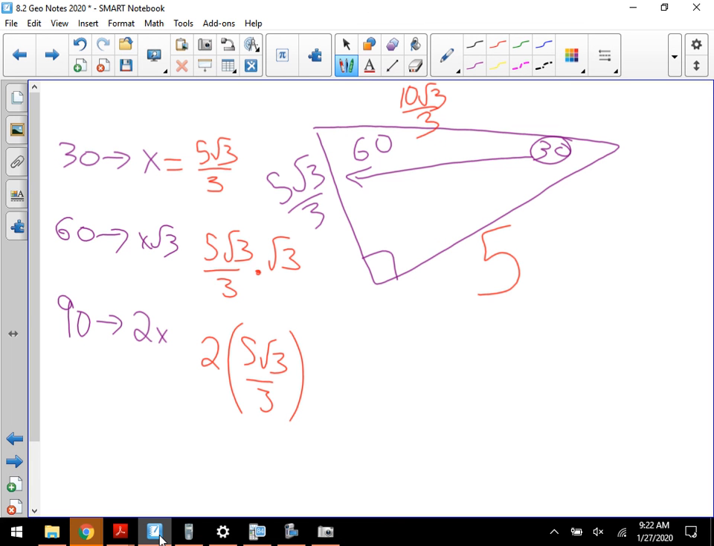Remember how this worked. Across from the 30 is always half of whatever's across from the 90. Well, if this is 10 root 3 over 3, half of that has to be 5 root 3 over 3. I have to multiply that by the square root of 3 to get this. Well, square root of 3 times the square root of 3 is 3. 3 divided by 3 is 1. That's where you get the 5 from. Okay. This should not be terrible. It'll probably take you 15 minutes or so.